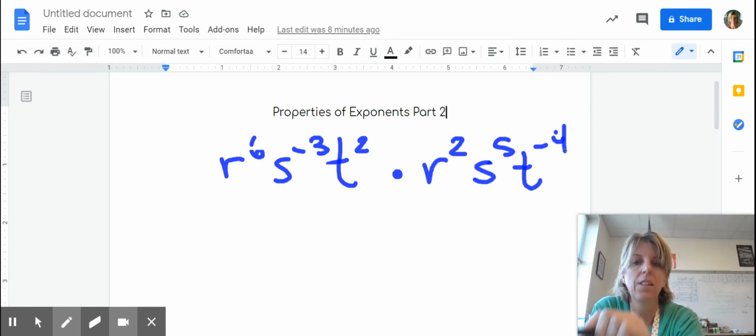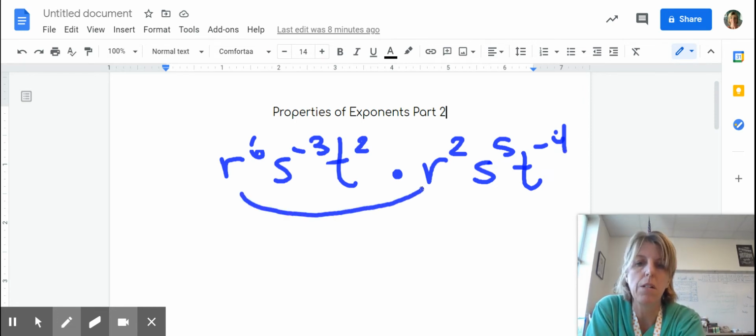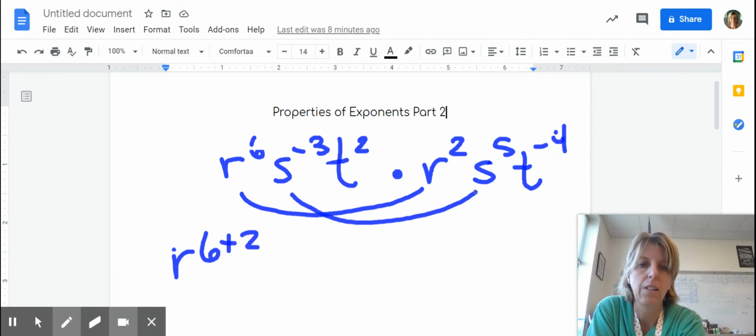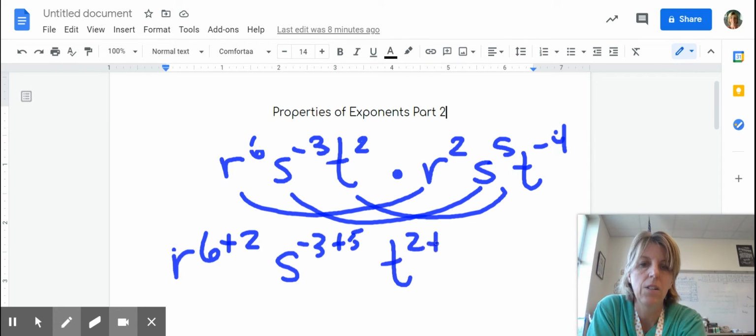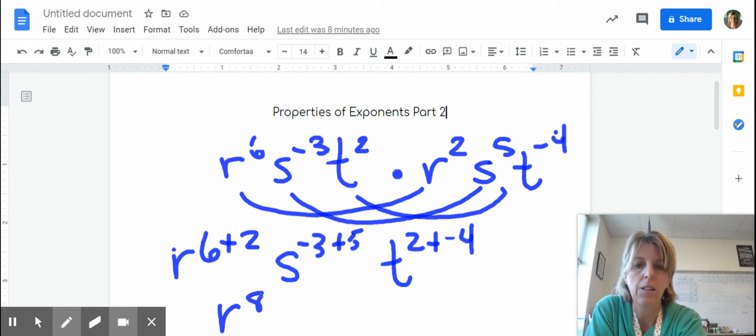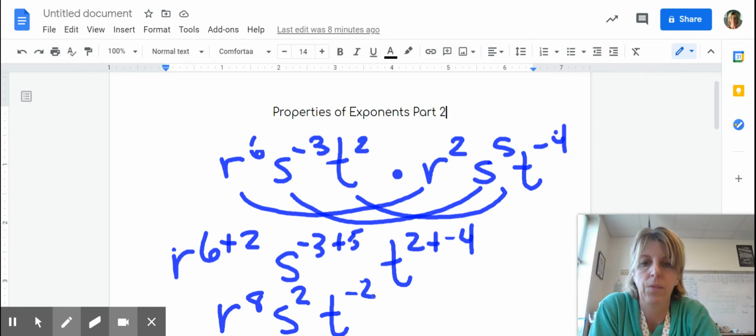All right, how'd you do with this one? Just take it letter by letter, just piece by piece. So that's R, 6 plus 2, S, negative 3 plus 5, T, 2 plus negative 4. All right, so it becomes R to the 8, S squared, T to the negative 2. And that's how we're going to leave it. We're going to add another step on it in a couple of days. In about 2 more lessons down the road, we're going to make a change to this one. But for right now, that is the correct answer. How we're going to leave it is R8 S squared T squared.